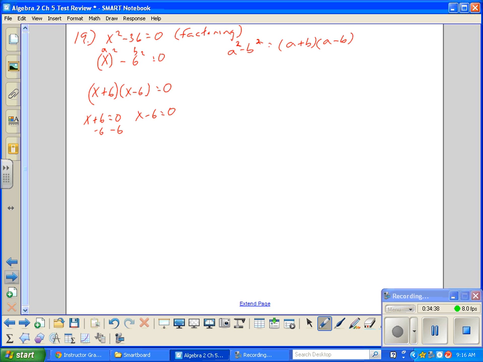Subtract the 6 from both sides, and we get x equals negative 6. And on the other one, we add 6 to both sides. That gives us x equals positive 6. So we have those two possible solutions for that quadratic, x squared minus 36 equals 0.